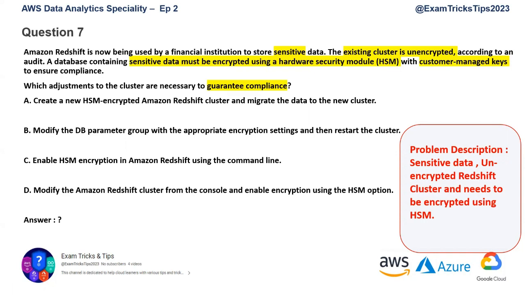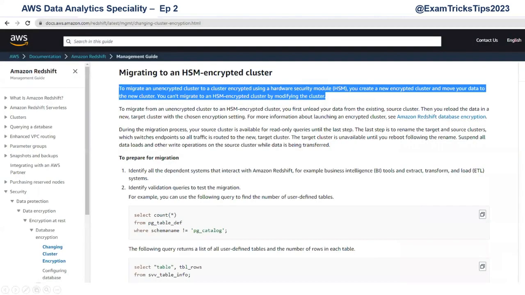Now, for this particular question, I would like to point you to the AWS documentation about migrating to an HSM encrypted cluster. The guideline over here is, you cannot really encrypt a cluster that already exists. So the key to solving this kind of scenario is you need to create a new encrypted cluster and move the data to this new cluster. And that's how you get the answer for this question.